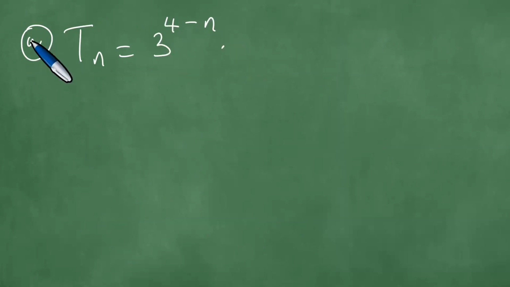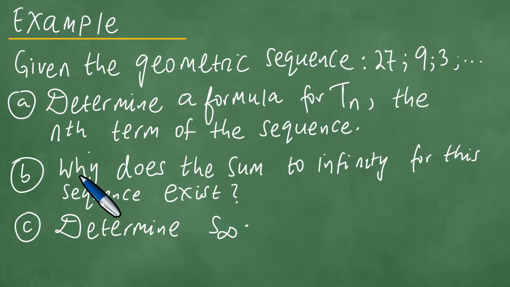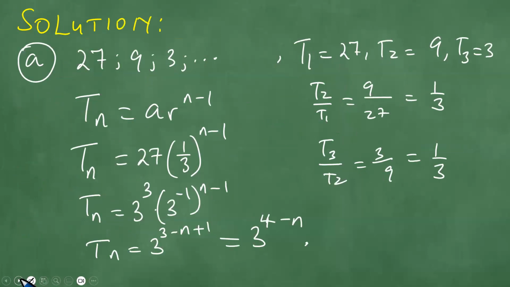Right, if you look at the B part, we are determining a formula for Tn, the nth term of the sequence. Why does the sum to infinity for this sequence exist? Right, so the sum to infinity exists if the common ratio or the constant ratio has its absolute value strictly smaller than 1.